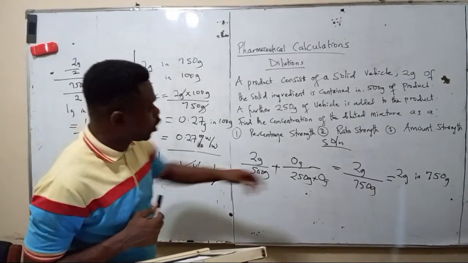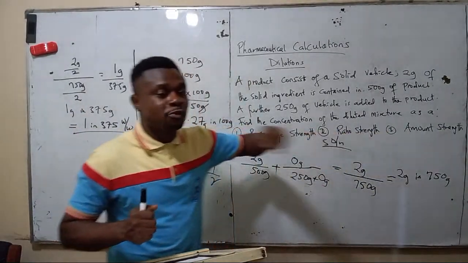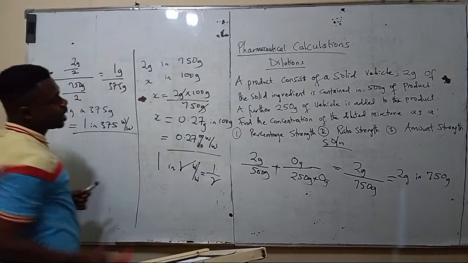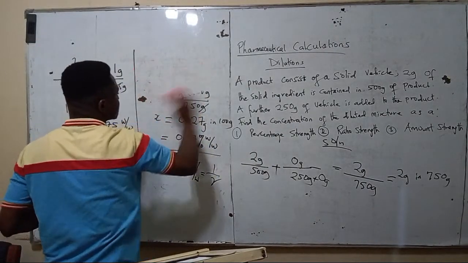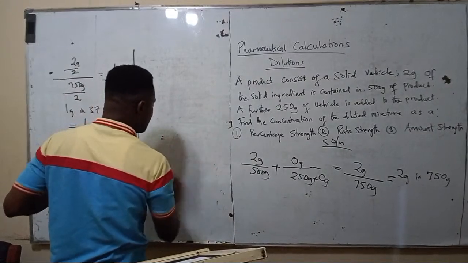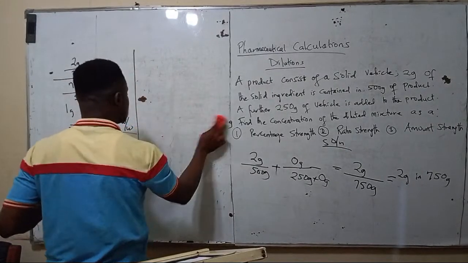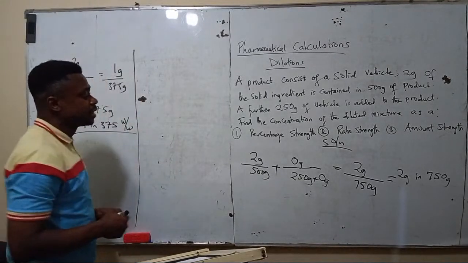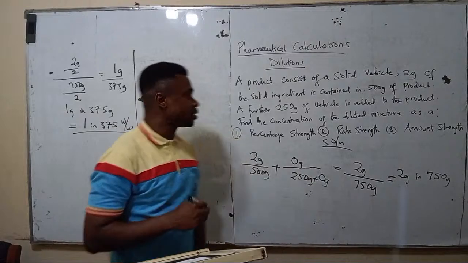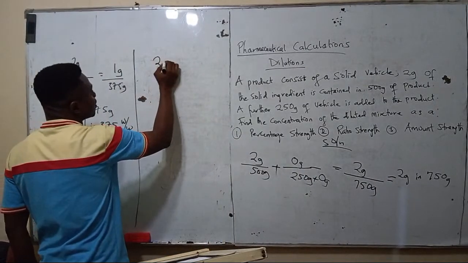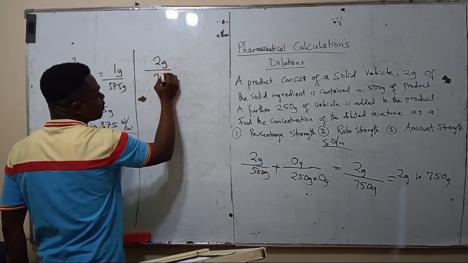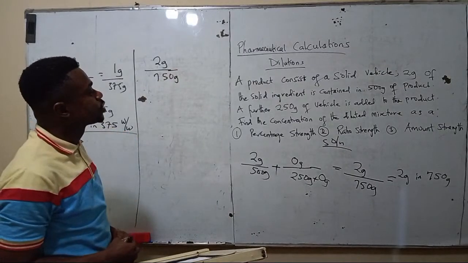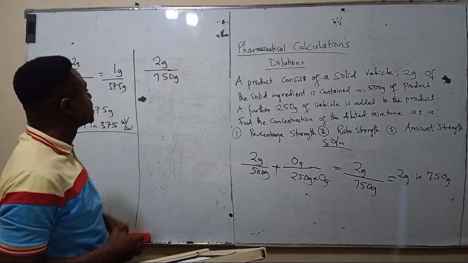Okay. Question 3 says that we should find the amount strength. Let's go. To find the amount strength, we simply start from here. We only have 2 grams in 750 grams. We really have 2 grams in 750 grams.